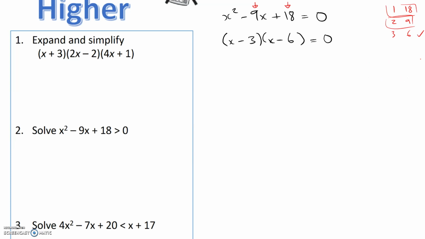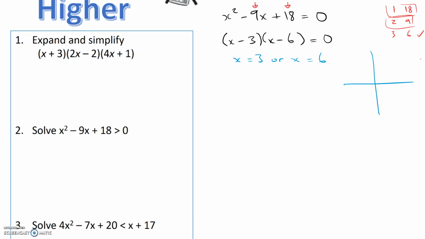Okay, so I think the answer to this equation is that x is either 3 or x can be 6. Alright, so what would a graph of that look like? We've got a quadratic, and we know that x can be 3 or 6 to make the function, if you like, 0. So what would that look like? Let's sketch that graph.